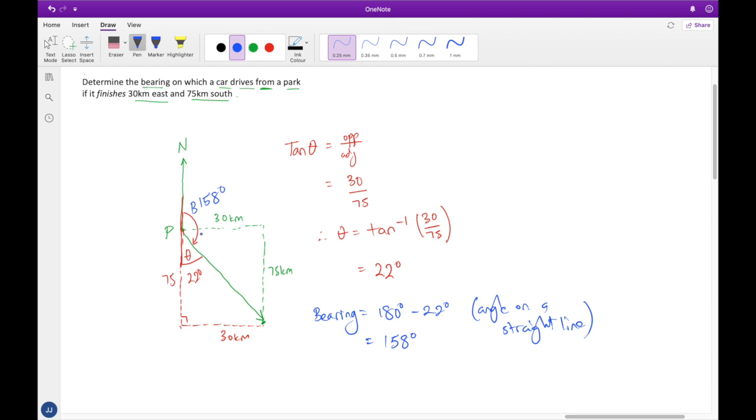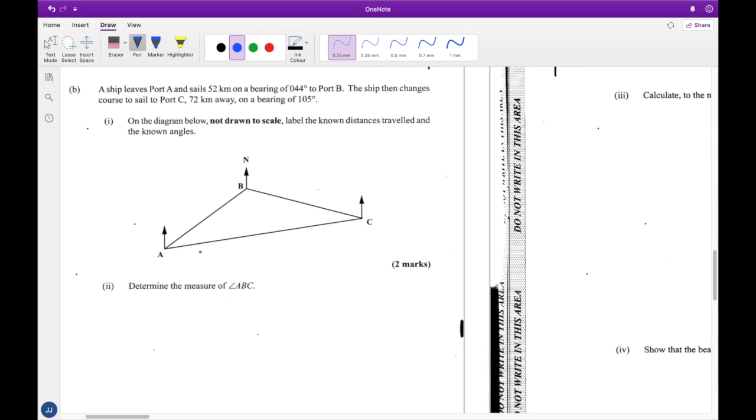So therefore this car from the park drove at a bearing of 158 degrees. Now let's handle one a little bit more advanced, a CSEC past paper question. We just need to know our basic bearing rules, that we are always measuring the angle from the north, and we just read the question and understand it carefully. So let's check this out.